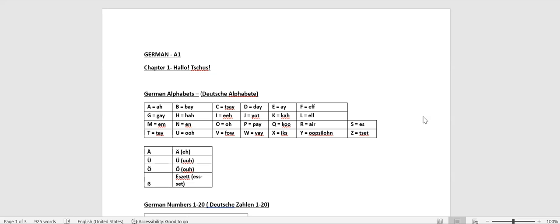Anybody who understands English and who wishes to learn German can follow my classes and learn simple German. The objective of this session is to make you capable of speaking the German language with basic German words.